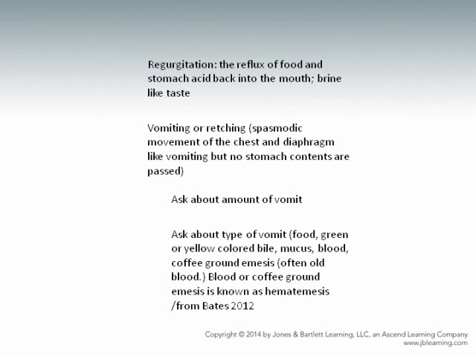Regurgitation is the reflux of food and stomach acid back into the mouth, which usually causes a brine-like taste. Vomiting or retching: retching is usually a spasmodic movement of the chest and diaphragm, like vomiting, but no stomach contents are passed. Ask about the amount of vomit. What type? Is it food? Was it green or yellow? Was it bile colored? Was it mucus? Was there blood in it, or coffee grounds?